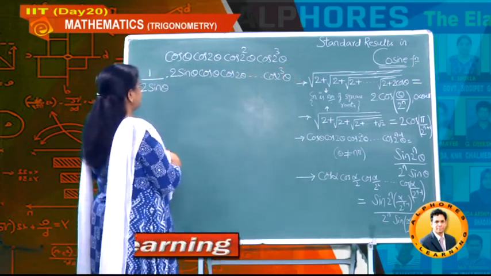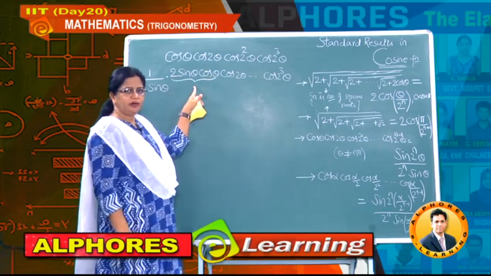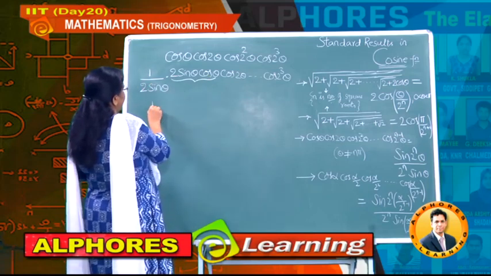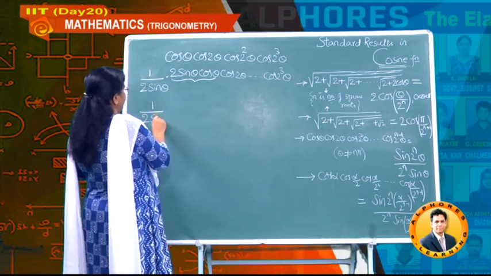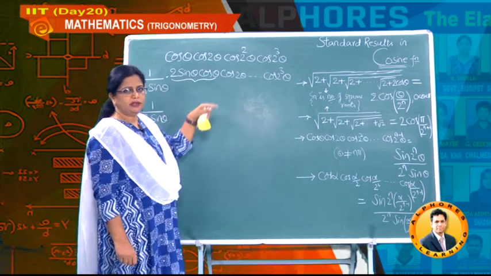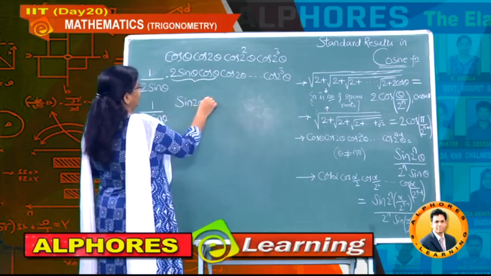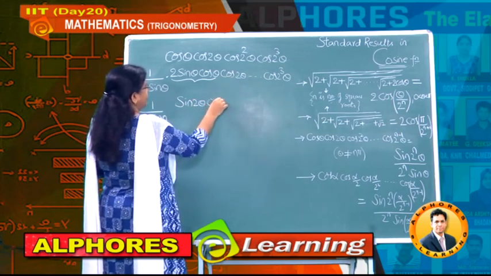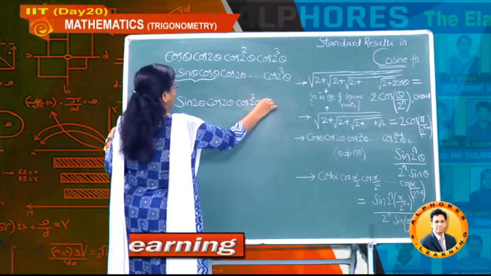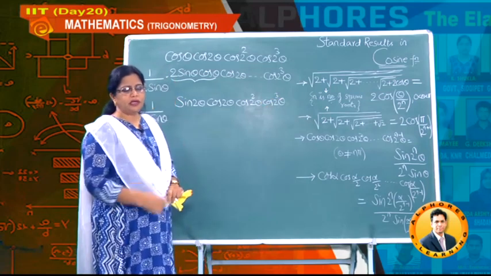And now students, observe what this formula actually is. 2 sin theta cos theta, you know it is sin 2 theta. Therefore this term will remain as it is, 1 divided by 2 sin theta as it is I am putting, and now this is 2 sin theta cos theta. Let us write it as sin 2 theta. And now here this is the leftover, that is cos 2 theta, and next term is cos 2 square theta. The last term is nothing but cos 2 cube theta. Okay, till here we got.